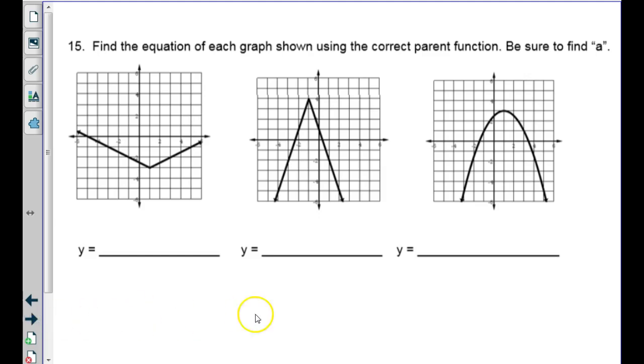All right, what about these guys? Who's the parent of the first two? What are these V things? Oh my goodness. Absolute value. And the third one? Okay. Now what?